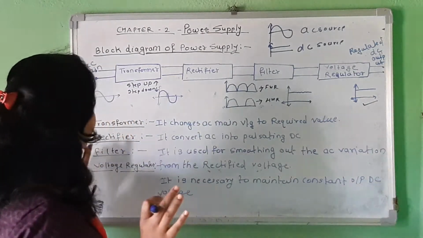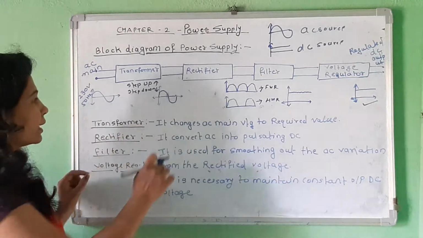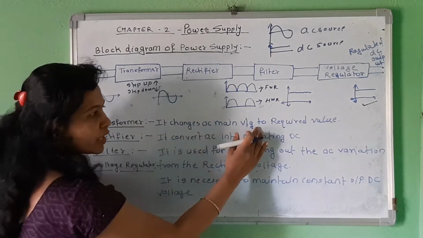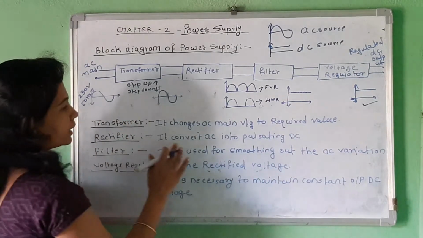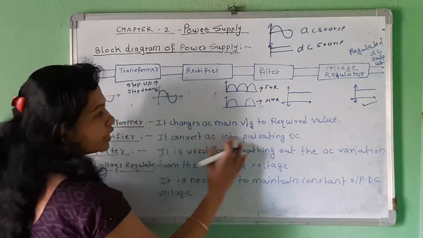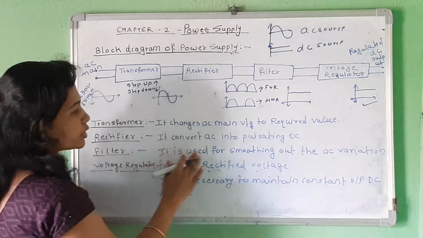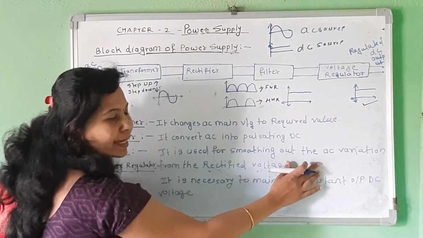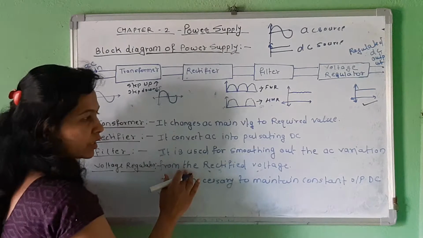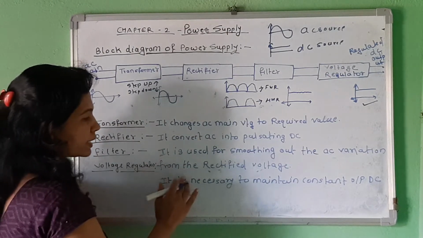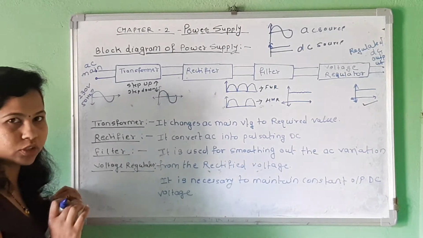Okay, I again repeat. Transformer changes AC mains voltage to the required value. Rectifier converts AC voltage into pulsating DC voltage. Filter is used for smoothing out the AC variation. Voltage regulator is necessary to maintain the constant DC output voltage.